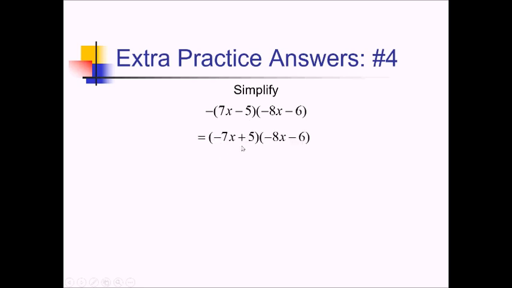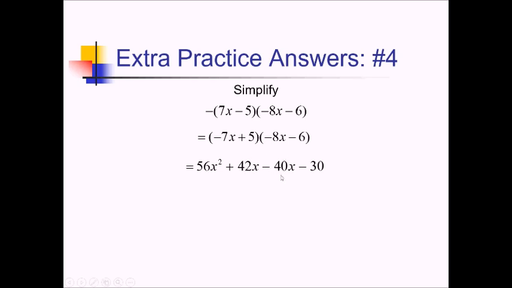And now I'm going to multiply that new parentheses times this other remaining parentheses. So I'm going to have to do first, outer, inner, last, FOIL, or basically just distribute each thing in the first parentheses to the whole second parentheses. So we've got negative 7x times negative 8x. That's 56x squared. Negative 7x times negative 6 is going to be 42x. 5 times negative 8x, that's going to be negative 40x. And 5 times negative 6 gives us negative 30.